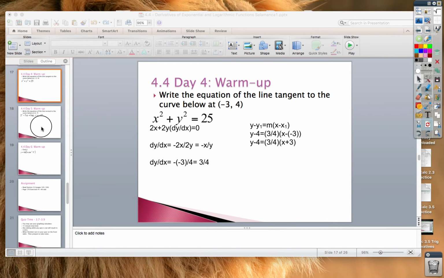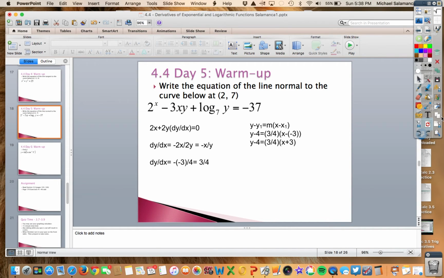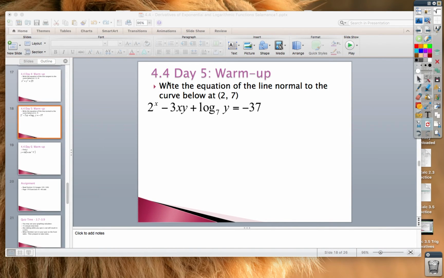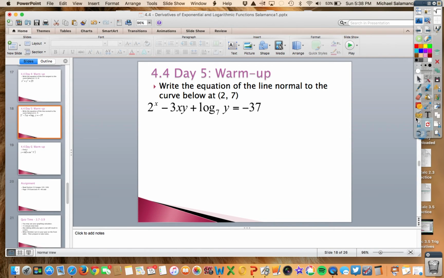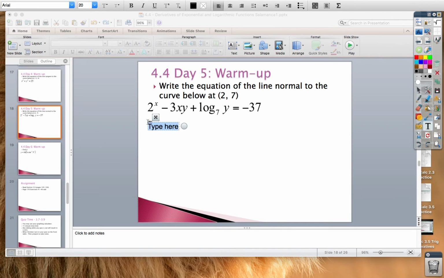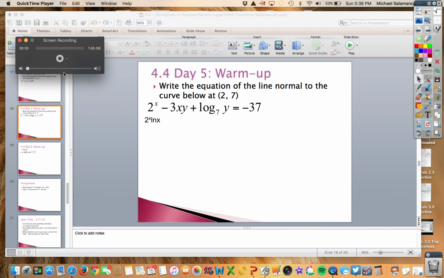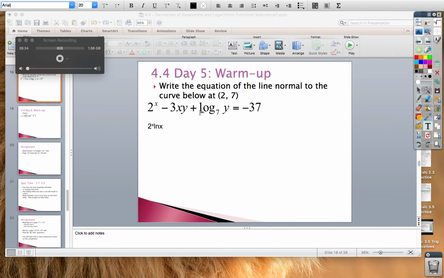So what we're going to have you do next is this spicier problem, which is to write the equation of a line normal to the curve at (2, 7). So again, we need to find the slope, so that's what we're going to do first. Remember, the derivative of 2 to the x becomes 2 to the x times ln of 2. Sorry, I meant ln of 2.